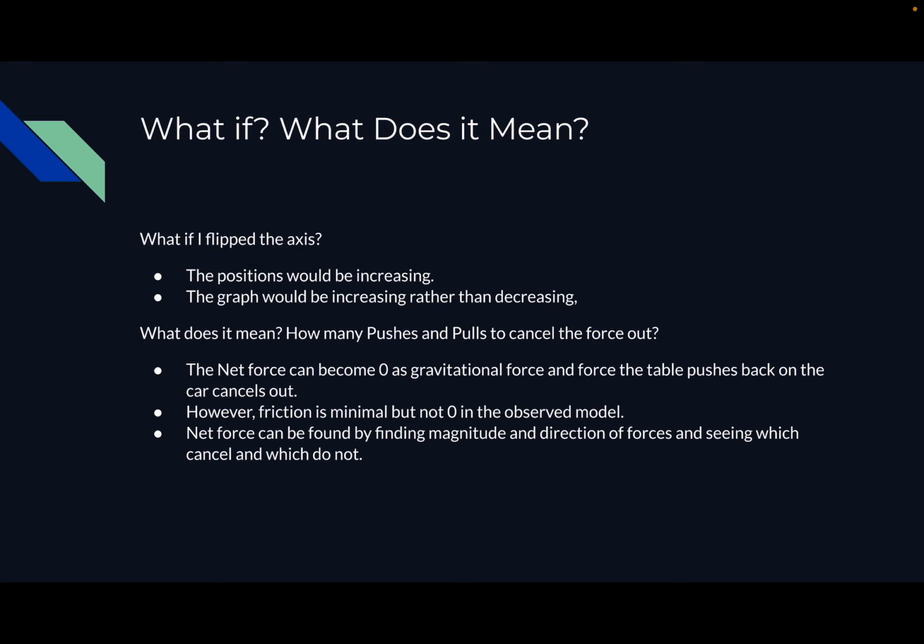The net force in the vertical direction was 0, as the table balanced out the gravitational force and stopped the car from going all the way to the floor or flying away. Friction was a horizontal force in the observed model. It was minimal, but it wasn't 0. And that's also something we can see that wasn't canceled out in the observed model.